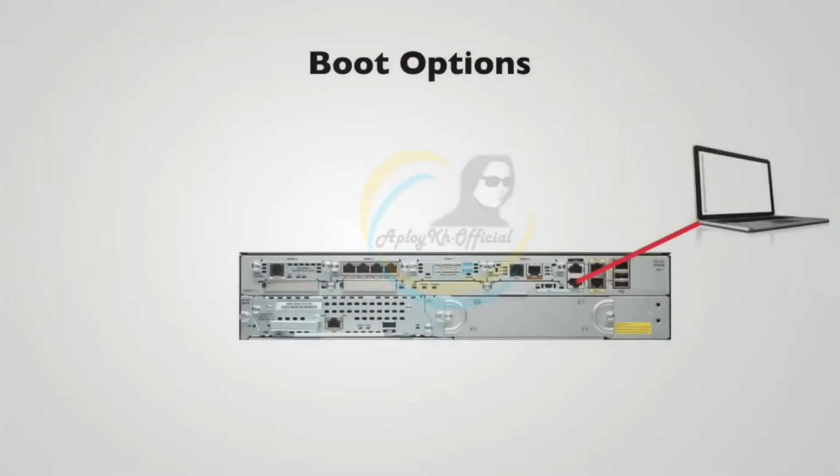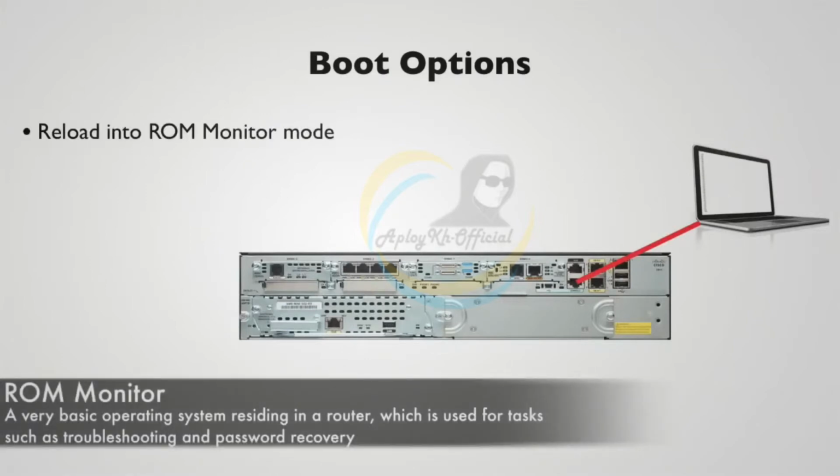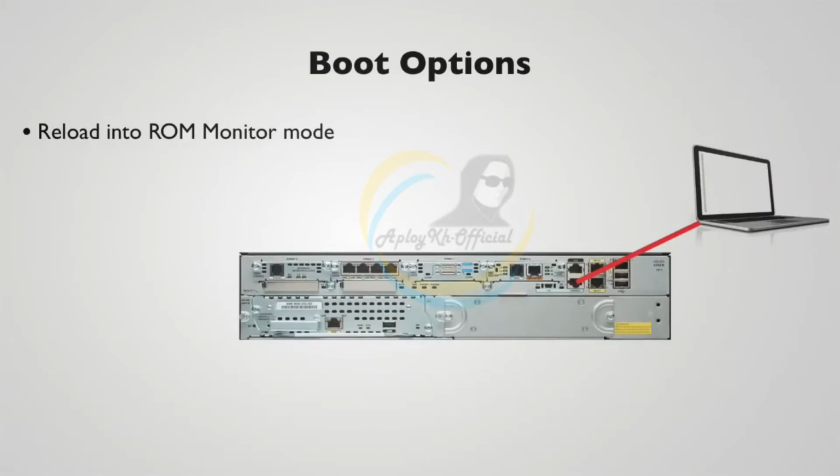Let's talk about some different ways that our router can boot up. One thing the router could do, it could boot into ROM monitor mode. What is ROM monitor? Well, ROM monitor is a very basic operating system built into our router. We might use it to do troubleshooting. We can do things like password recovery. But when we're in ROM monitor mode, the router is not really acting like a router. It's not able to do any routing.